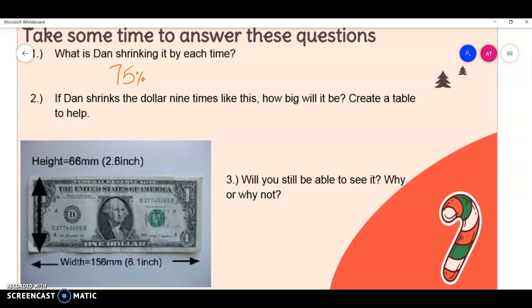So I want you to pause the video and figure out if Dan shrinks the dollar 9 times, how big will it be? Creating a table will definitely help. Remember, you need to figure out what the height and the width of the dollar will be. So go ahead, answer questions 2 and 3, and we will work together on solving them.